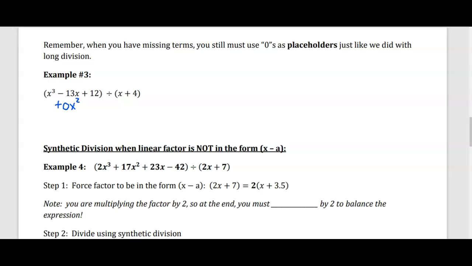Now again, with synthetic division, I have x plus 4. It's a good linear factor. I'm going to take the opposite, and my a value I'm going to be dividing by is the opposite of +4, or -4.